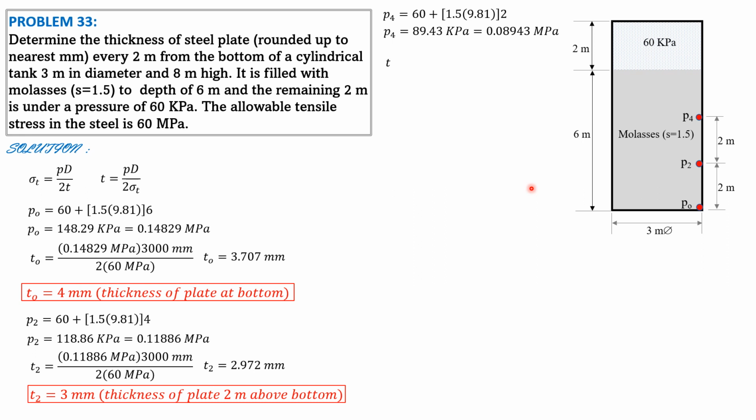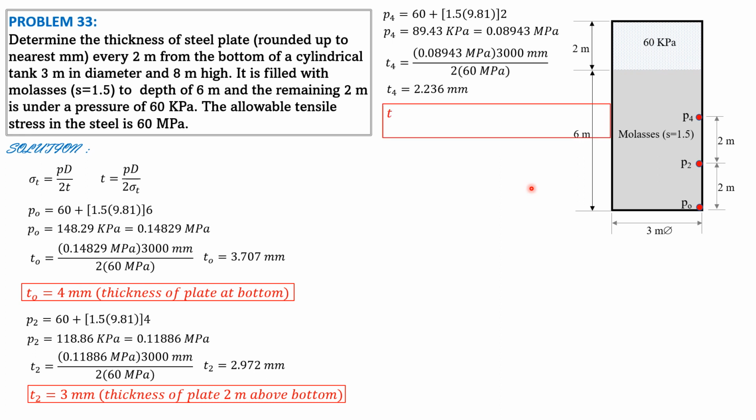So substitute into the formula, T sub 4 is 0.08943 times 3000 mm over 2 times 60 megapascals. So T sub 4 is equal to 2.236 mm, and that is rounded up to 3 mm. So T sub 4 is equal to 3 mm, that's the thickness of plate 4 meters above the bottom of the tank.